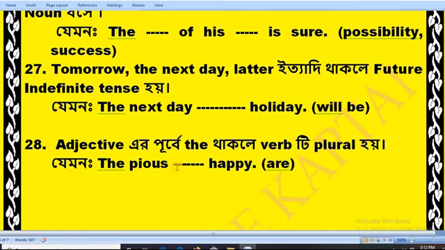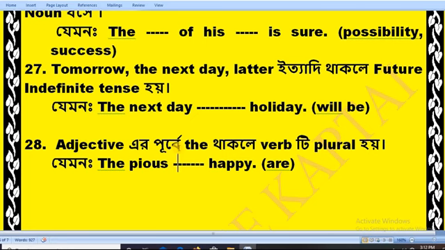Okay, now before adjective and after adjective, the pious. If you see before the adjective there is an article, the definite article, and there is a gap after the adjective, in that case the verb will be plural. That means here pious means all types of pious people. Do you know what pious means? Pious means dharmic. So when you see the pious, that means dharmikra. Okay, the rich, that means dhonira. Rich means dhoni, the rich means dhonira.